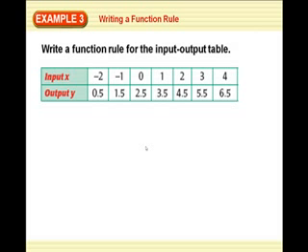A lot of times I go to the easy one, like 0. Look at this one. What do you do to 0 to get 2.5? Well, it looks like x plus 2.5, but the deal is it's got to work for every one of them. So let's see if it is. What's 1 plus 2.5? 3.5. What's 2 plus 2.5? 4.5. So guess what? There's our rule. x plus 2.5.